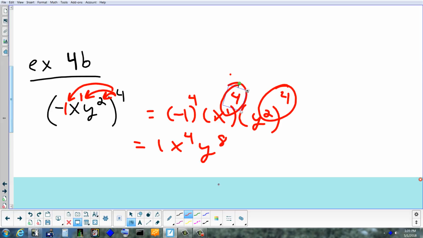Oh, I'm so glad you clarified that because I would have literally added the exponent. No, we don't add here. With a power to a power, you multiply.